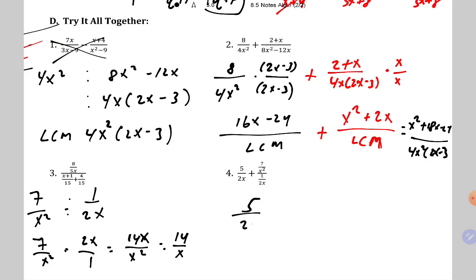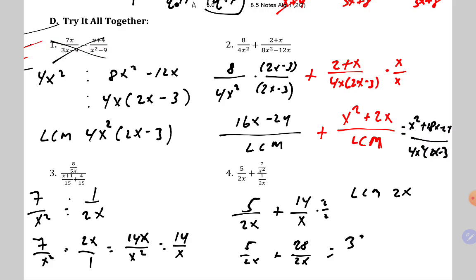So I have 5 over 2x plus 14 over x. I need the lowest common multiple, but luckily, the lowest common multiple between 2x and x is just 2x. So I'm going to multiply this one by 2. So I got 5 over 2x plus 28 over 2x. So I will get 33 over 2x, where x cannot be 0.